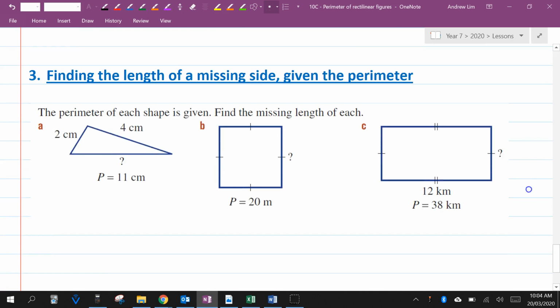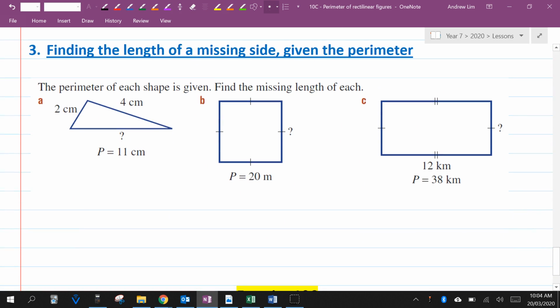Okay, let's move on to the last section of this video, which is to work backwards. Find the length of a missing side given the perimeter. So here in question A, it says that the perimeter is 11 centimeters, which means that every single side is going to add to 11.